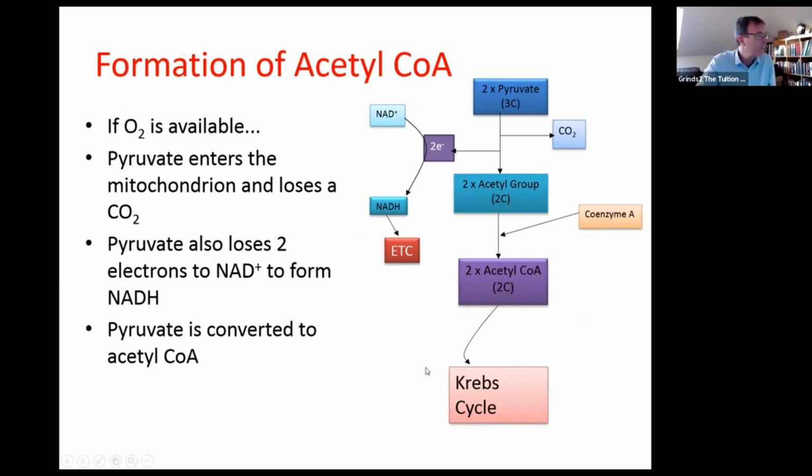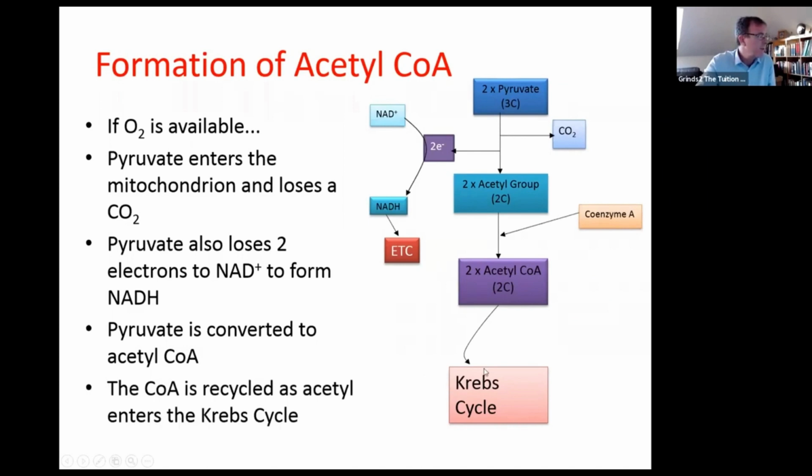So the Krebs cycle we'll see in a minute, but after this acetyl CoA enters the Krebs cycle, once it does, the coenzyme A detaches and is recycled and available again for more acetyl groups to combine with to enter the Krebs cycle. So it's like a facilitator molecule, right? It just helps the acetyl group enter the Krebs cycle.